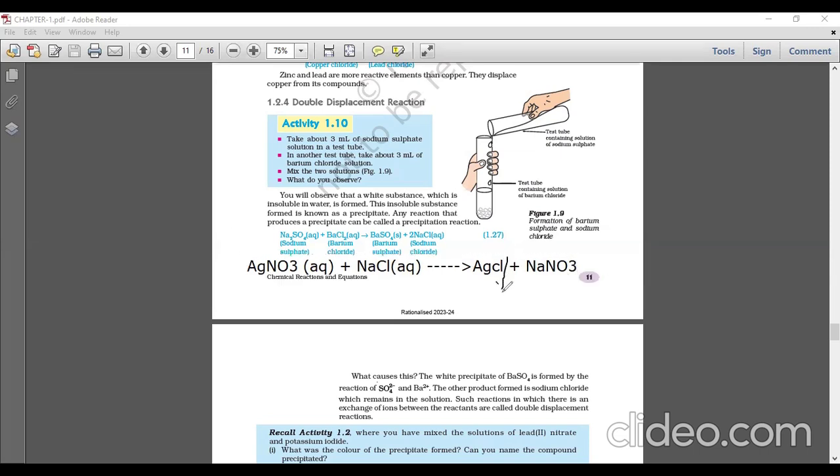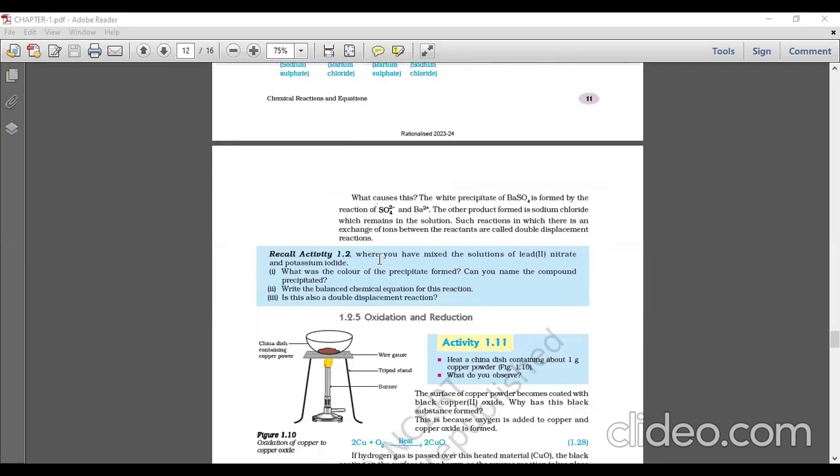So I'll put an arrow down. Even in this equation, if you see, two elements got displaced. So this is another example of a double displacement reaction, and a precipitate is formed, so we put an arrow down. So this is all about activity 1.10, double displacement reaction. Then he is asking to recall activity 1.2, where you mixed the solutions of lead nitrate and potassium iodide. And what is the color of the precipitate formed? The color will be yellow.